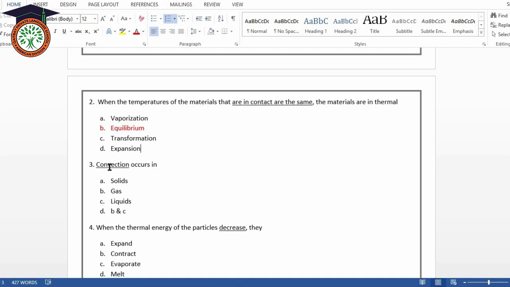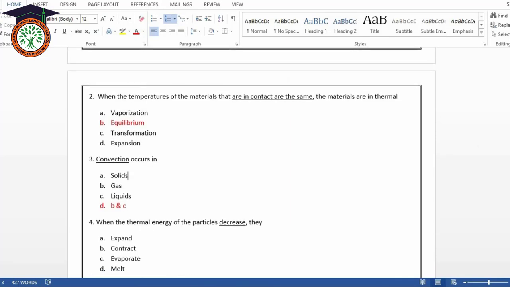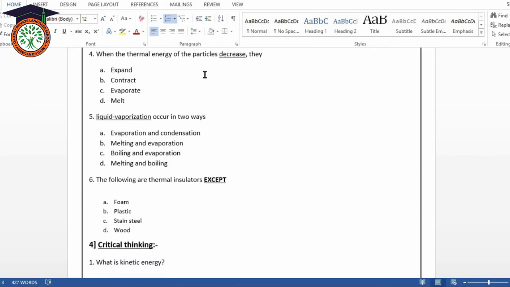Question 3, convection occurs in solids, gases, liquids, or B and C. We said that convection could occur between gases and liquids, so the answer will be B and C, while conduction is only in solids. Super, boys and girls. Okay, let's see question 4. When the thermal energy of the particles decreases, all the particles, I'm not talking about water, they will contract. Excellent. And if it increases, it will expand.